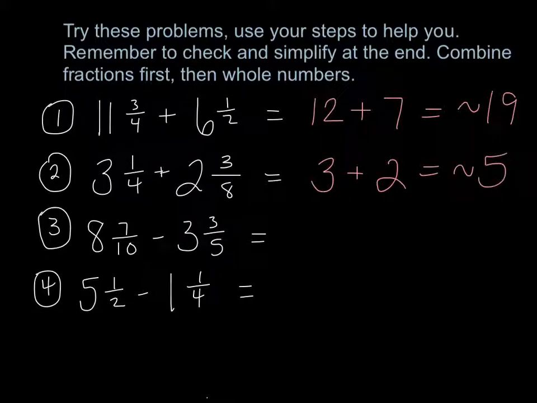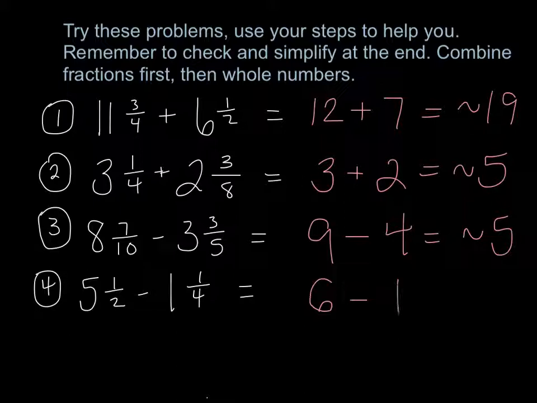For number 3, 8 and 7/10. 7/10 is almost a whole, so this is close to being 9. Minus 3 and 3/5 is closer to being 4. So 9 minus 4, I should get around 5 for this answer. My last problem, 5 and a half. 5 and a half is close to being 6. And 1 and 1/4 is close to being 1. And this answer should also be around 5. Use these estimation answers to make sure that your answer is reasonable.